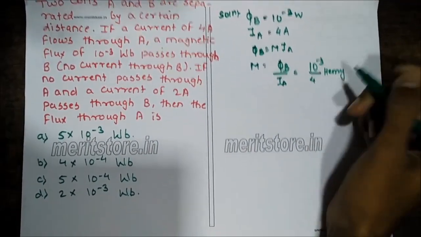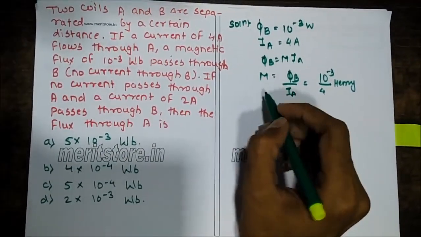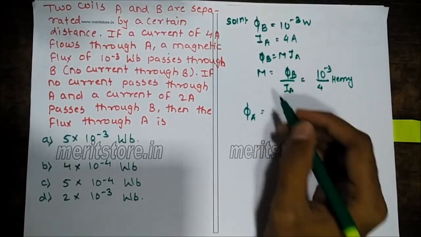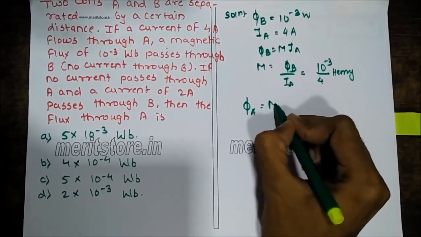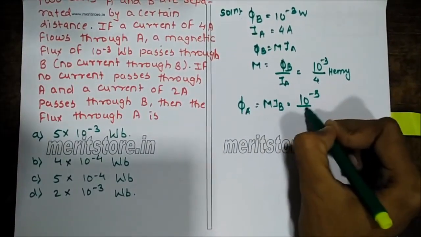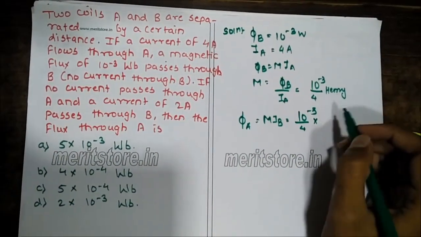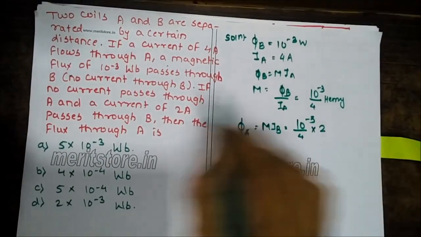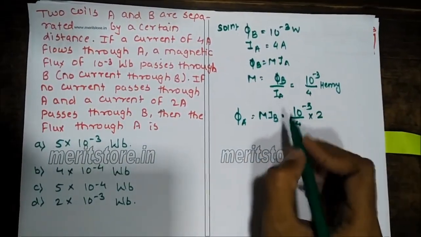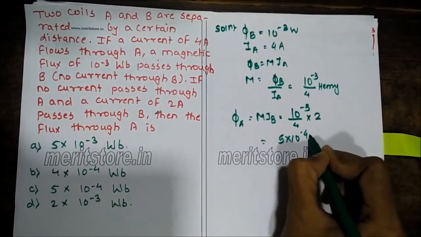Next, we are going to find the magnetic flux through A. Again using the same formula, we will have M into I B, which is equal to M that we found, 10 raised to minus 3 Henry upon 4, into I B. Here I B is equal to 2, since the current of 2 amps passes through B. Solving this, we get the value of 5 into 10 raised to minus 4 Weber.